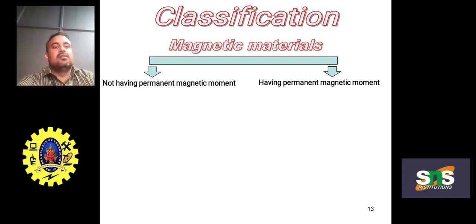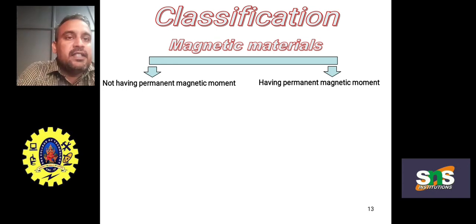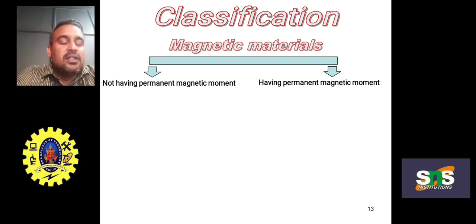Okay, so in magnetism, the first line is about magnetism: magnetic field, then magnetic lines of force, magnetic flux density, field intensity, then intensity of magnetization, and finally classification of magnetism or magnetic materials. So basically we have two different types of magnetic materials: the first one does not have a permanent magnetic moment, the second one has a permanent magnetic moment.